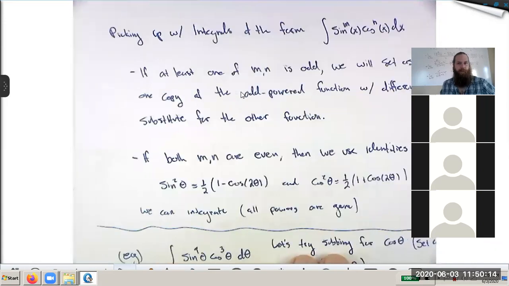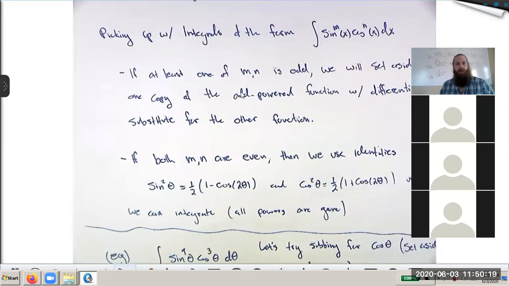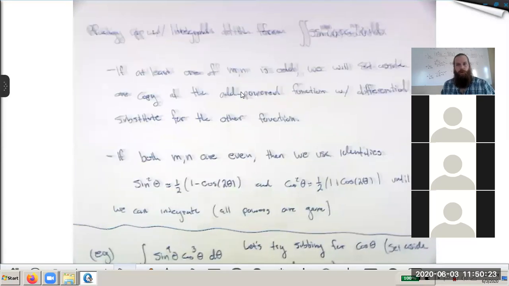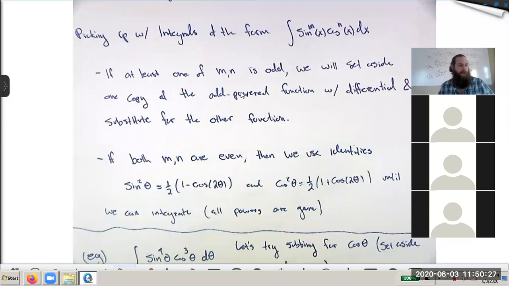And that covers all of case 1. If at least one of the powers is odd, set aside a copy of the odd-powered function with the differential and substitute for the other function. You'll need to use your Pythagorean identities to rewrite whatever's left of the other function in terms of the first one. But it's not too bad. And then if both are odd, my advice is to substitute for the larger odd power.